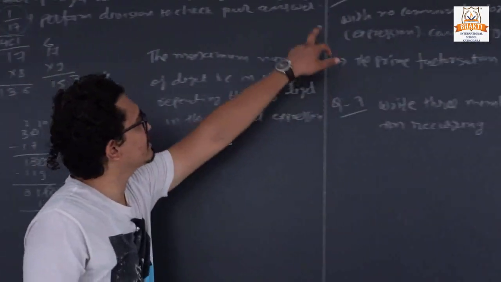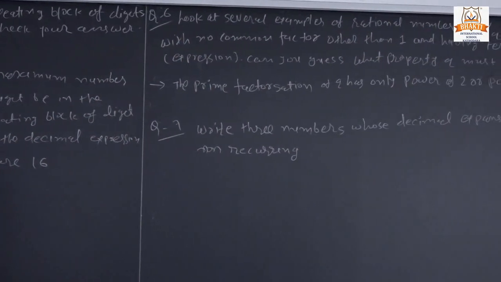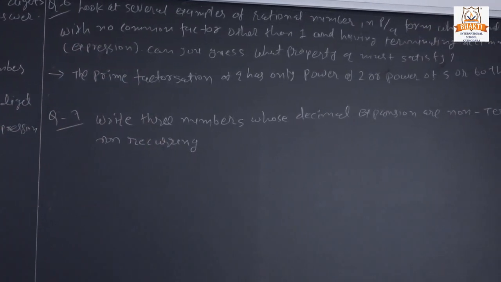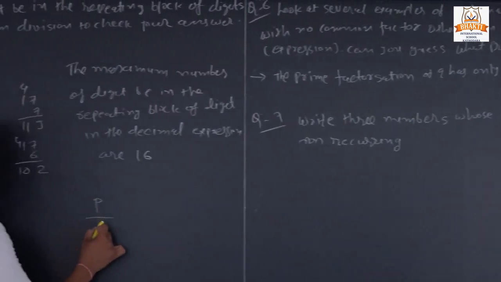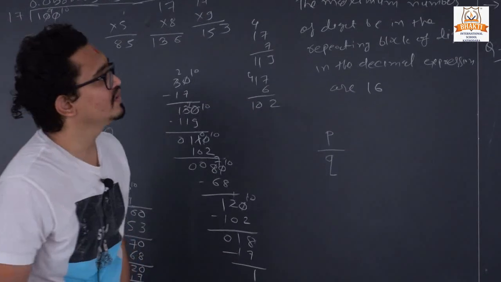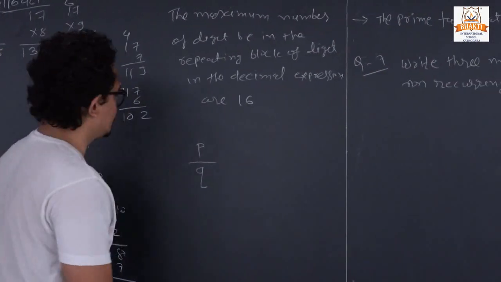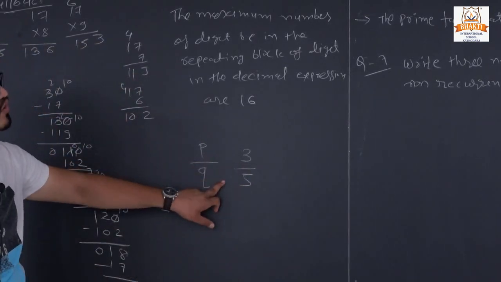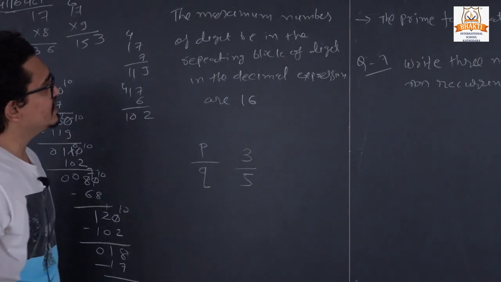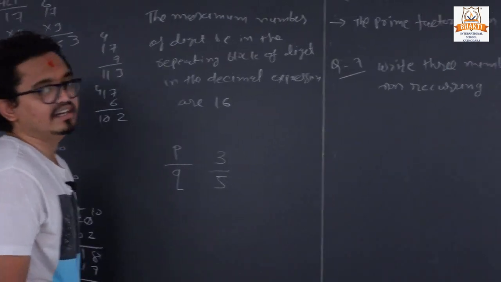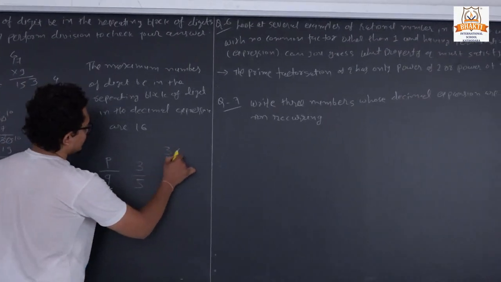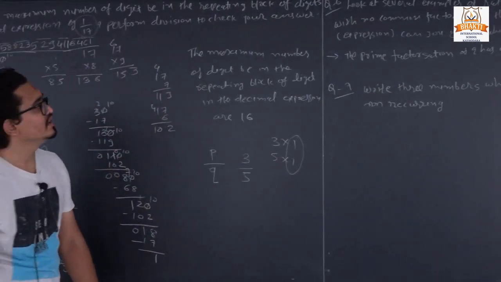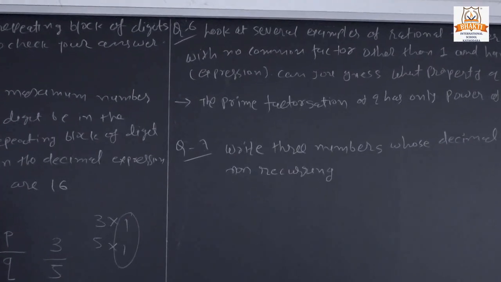Now we are going to learn our question number 6. In question number 6, look at the several examples of rational numbers in p by q form. We know that a rational number is always in which form? p upon q form. And we know that p and q are integers. Suppose we take one example, 3 by 5. So it is in p upon q form, with integers having no common factor other than 1. So see that 3 ones are 3 and 5 ones are 5, so both have the one common factor 1, and having a terminating decimal representation.